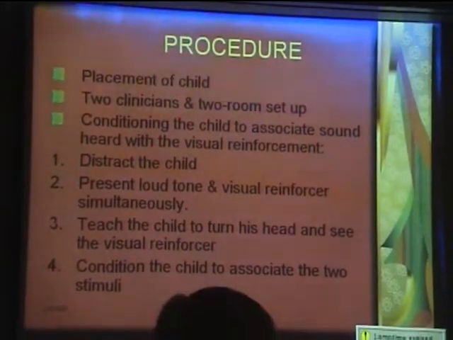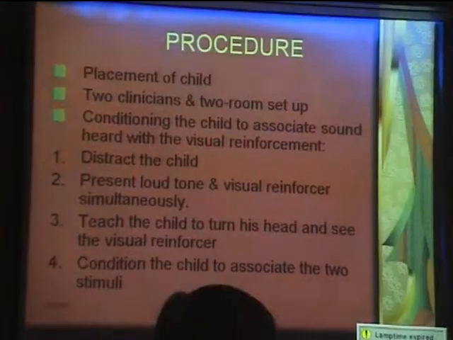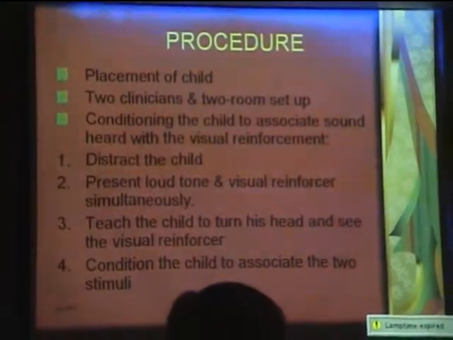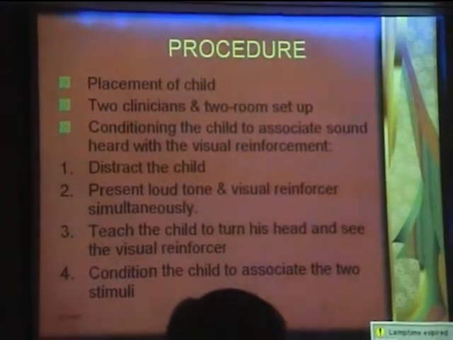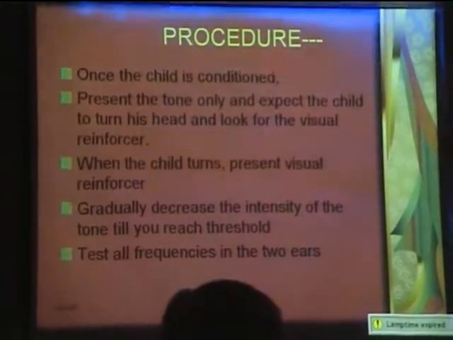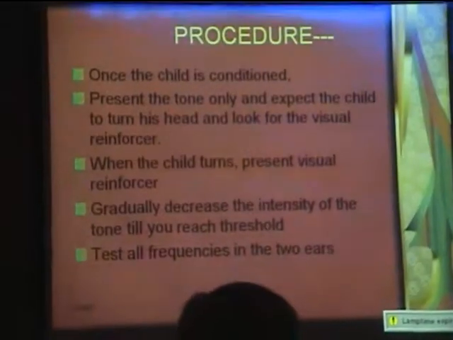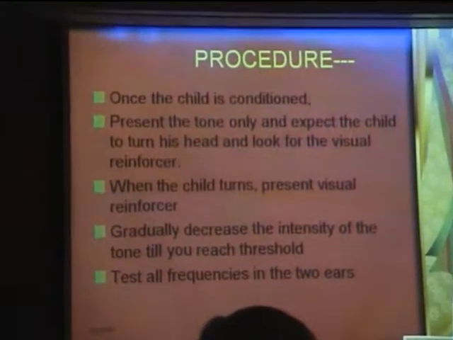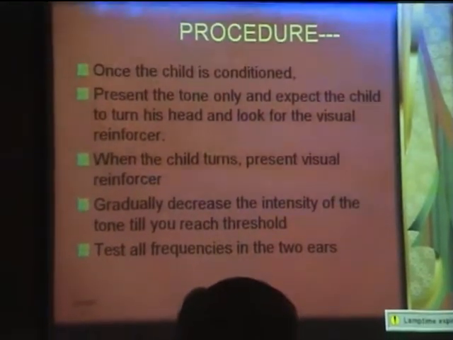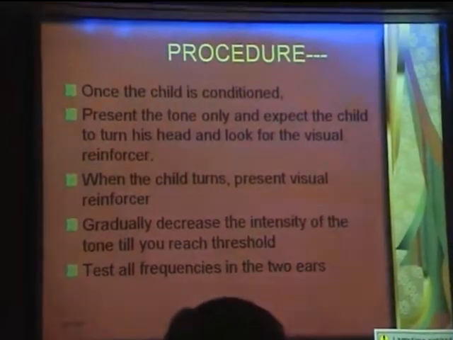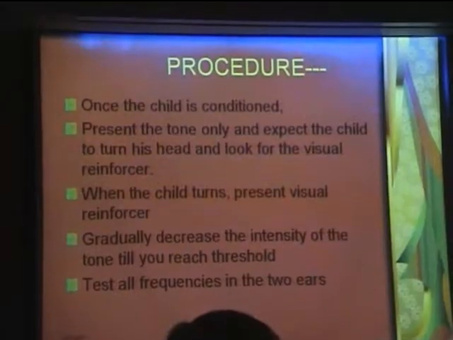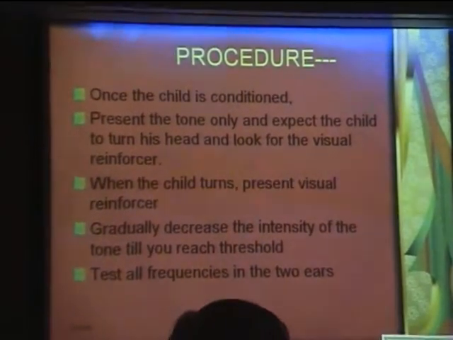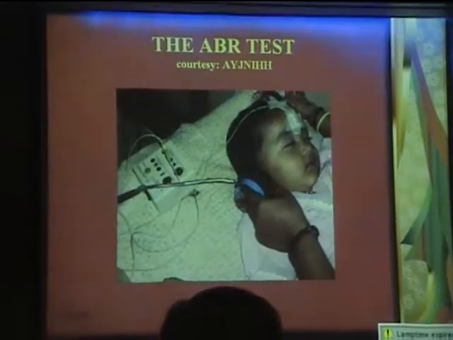We place the child in a two-room situation and distract the child, and present a loud tone and a visual reinforcer, so that the child associates the sound to the visual stimulus. Once the child is conditioned, then we present only the tone and see whether the child is trying to look for the light also, and if a child looks at the light, we consider it as a response. In this way, we can again get a complete audiogram using the visual reinforcement technique.